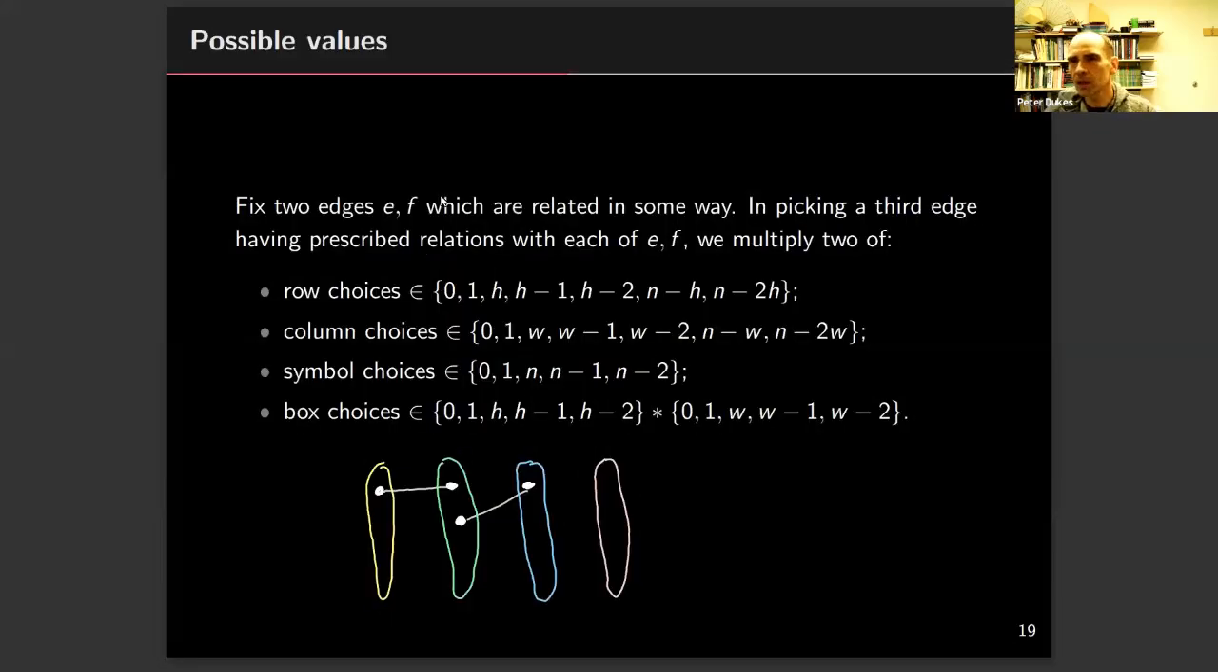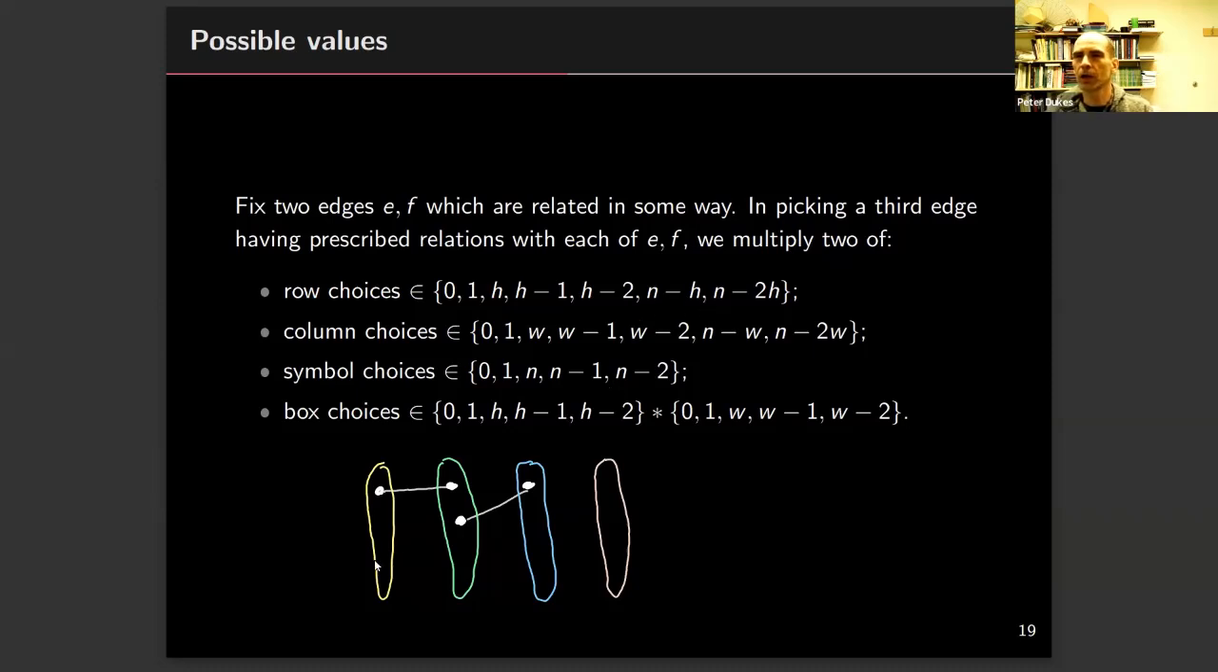So let's just say here we've got rows, columns, symbols, and boxes as before as our four partite sets. If we want to choose a row to relate to these two edges in a certain way, well, we basically have a finite, reasonable set of possibilities, right? In this case, I either have to pick the same row as this one, or I pick a different row in the same bundle, where there are H-1 other rows, or I pick a row in a totally different bundle, where there are N-H possibilities.